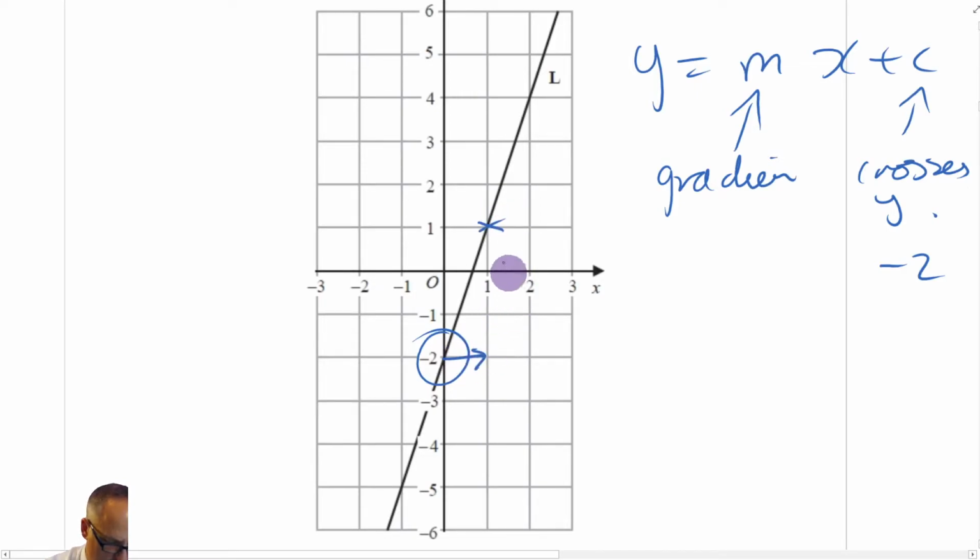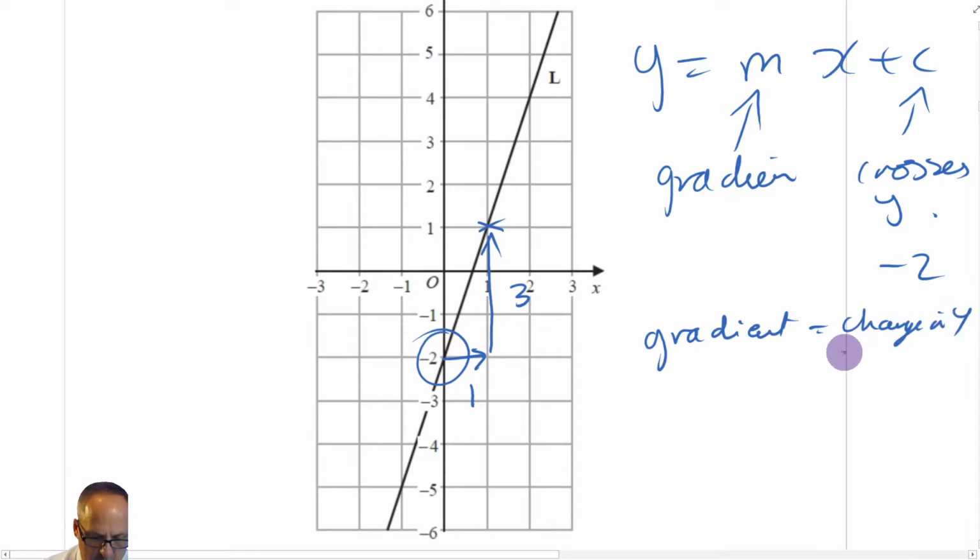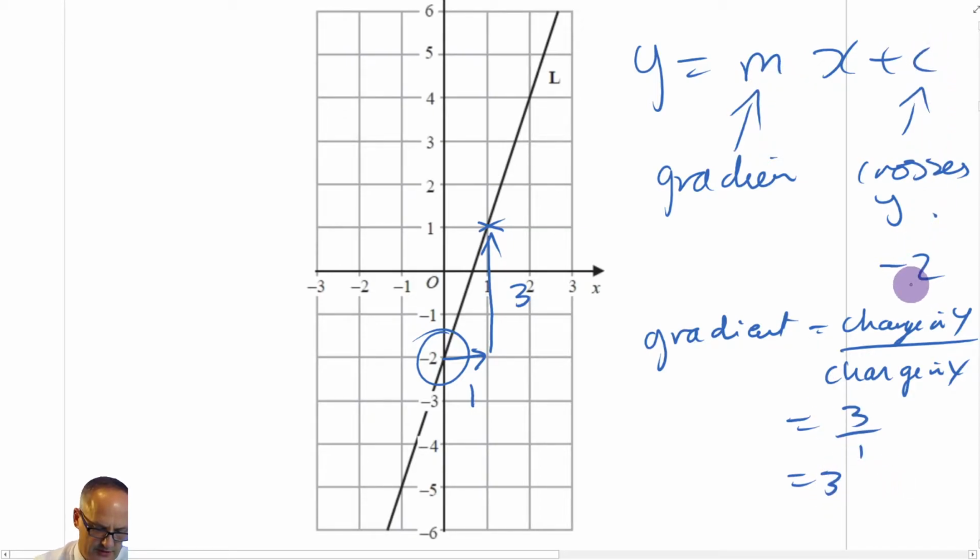How far do we go along, and how far do we go up? Well, the change in x is 1. The change in y here is 3. The gradient is equal to the change in y over the change in x, which is equal to 3 over 1, which equals 3. So we know that m equals 3, and we know c equals -2. So y equals 3x minus 2.